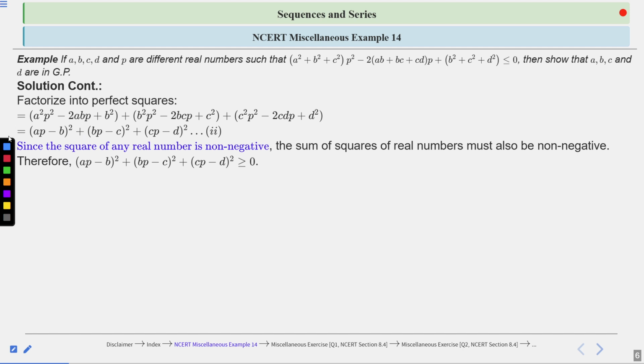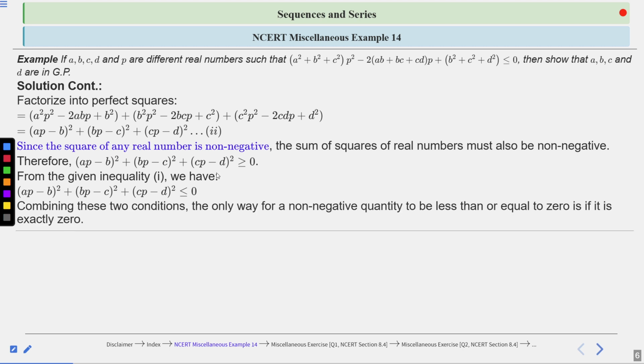So the first term, (ap minus b) whole square, is the square of a real number. This is non-negative. The second term is also a non-negative real number. The third term is also a non-negative real number. Therefore, the whole quantity is also a non-negative real number. From the given inequality number 1, we have (ap minus b) whole square plus (bp minus c) whole square plus (cp minus d) whole square less than or equal to 0.